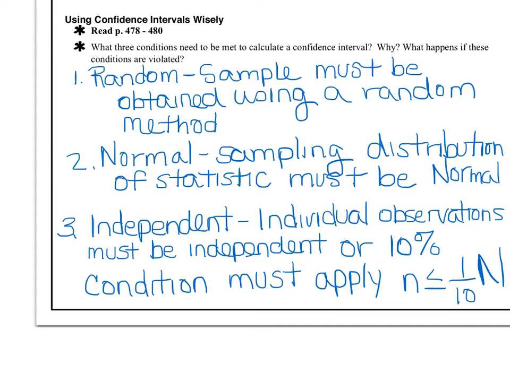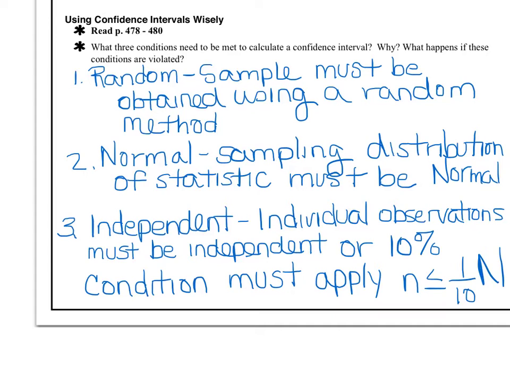The reason that independence is so important is that if it's not independent, then when we collect our sample, every time we take one piece for our sample, that's going to change the probability of us picking something else. It's going to change our whole population, and it's going to change the standard deviation as we go through it. If it's changing as we go, when we use the standard deviation in the formula, how do we know which one to use?